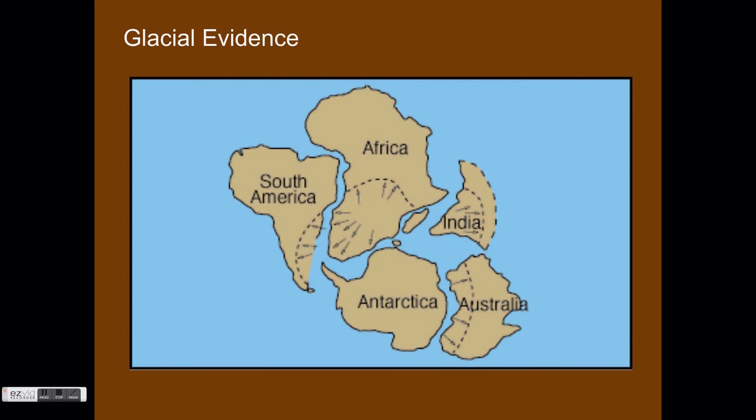By lining up lines of glacial till found on the coasts of continents today, scientists are able to show that glaciers must have moved in straight lines across connected continents 200,000 years ago. The only limitation is that these grooves can only be seen in the southern hemisphere. Glacial evidence does not clearly show where the northern continents were located, but it does support continental drift.